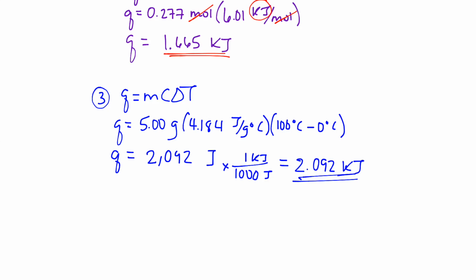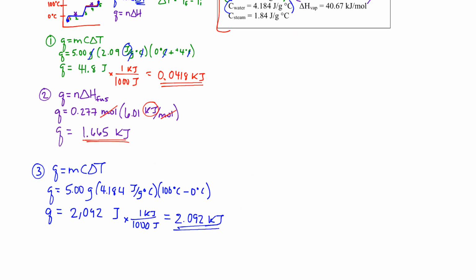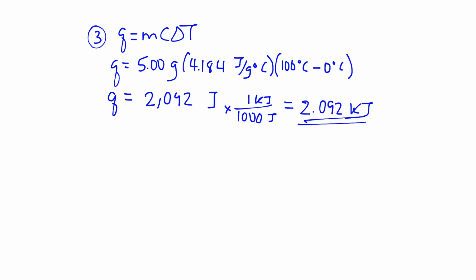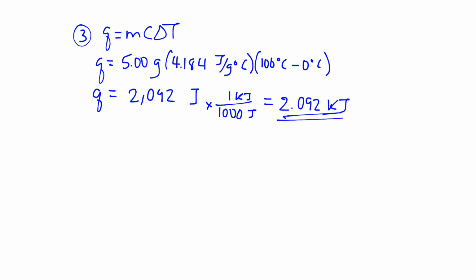Alright, so there's step 3. Okay, step 4, we're back to a phase change again. So we'll go Q equals n delta H. At this point, once you get to 100 degrees, water is boiling, which is better known as vaporization or evaporation, but vaporization is the one that they usually label the constant with.